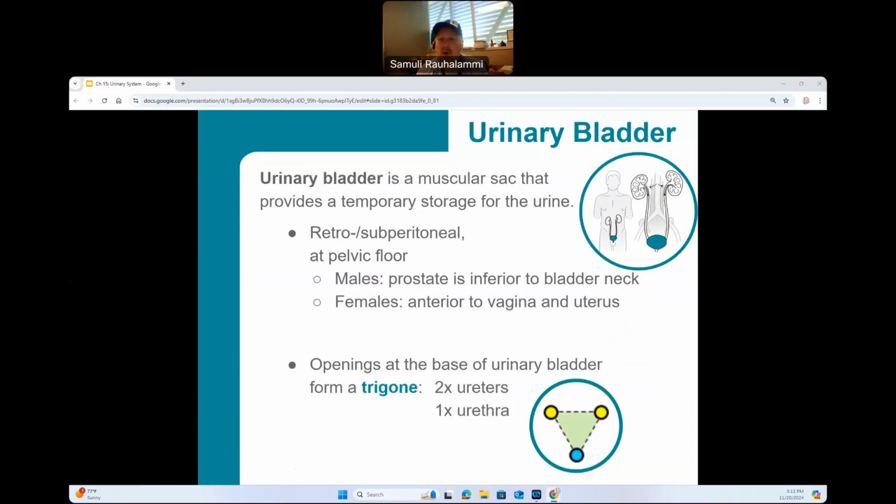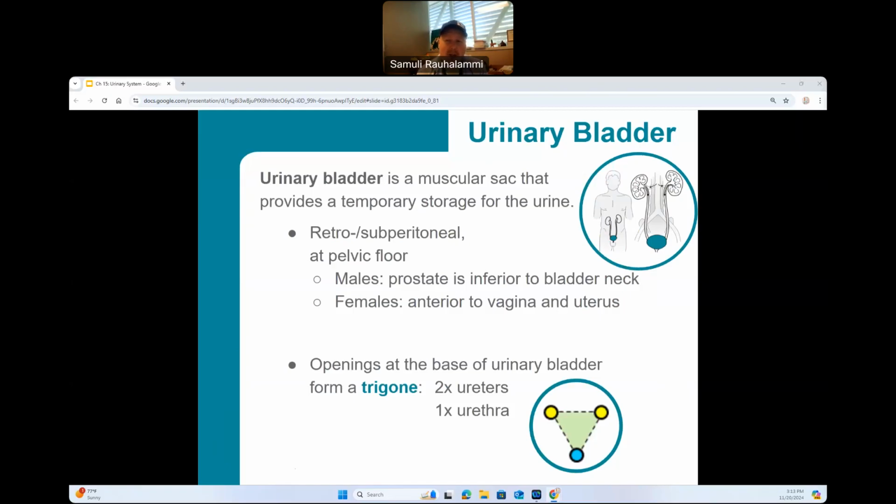Now, let's talk about the urinary bladder. The urinary bladder is a smooth, collapsible, muscular sac. It is situated posterior to the pubic symphysis, and it stores urine temporarily. In males, the prostate surrounds the neck of the urinary bladder, and in females, the urinary bladder is located anterior to the vagina and uterus.